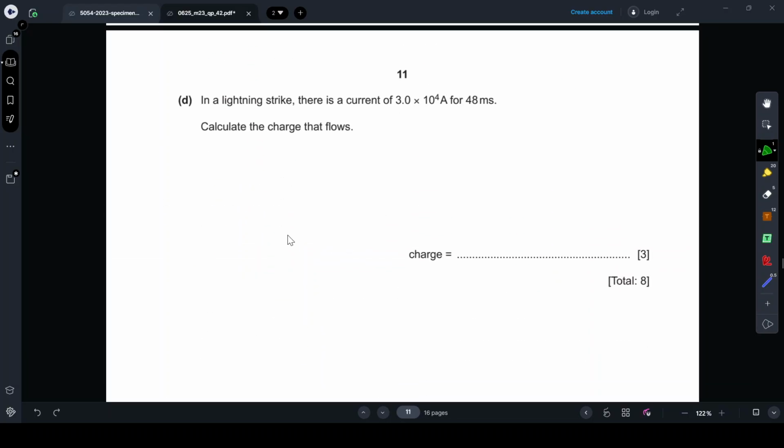In a lightning strike, there is a current of 3 into 10 to the power of 4 amperes for 48 milliseconds. Calculate the charge that flows.